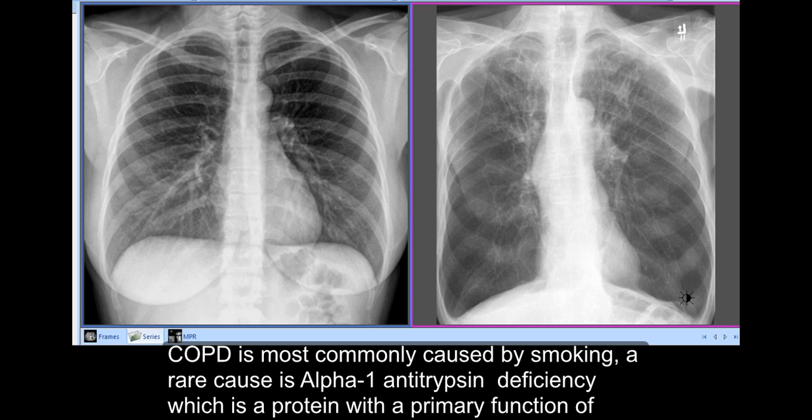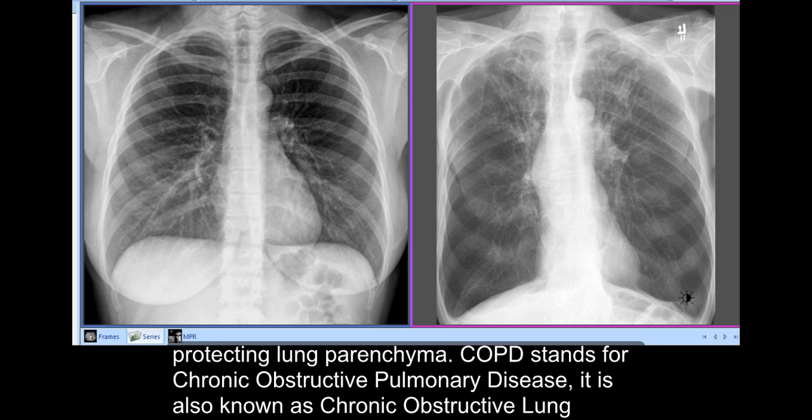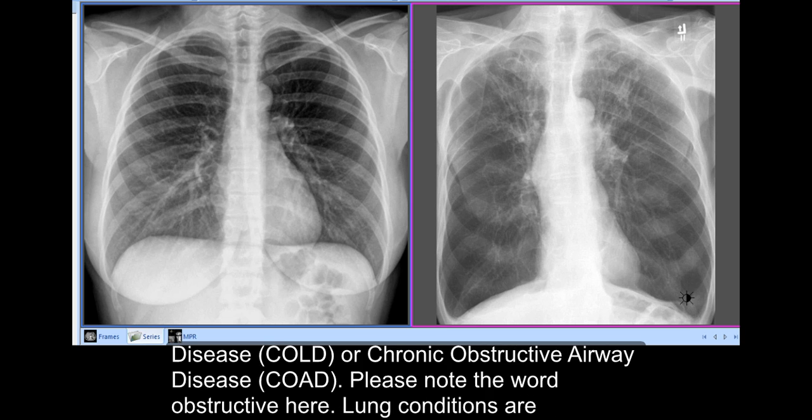A rare cause is alpha-1 antitrypsin deficiency, which is a protein with a primary function of protecting lung parenchyma. COPD stands for chronic obstructive pulmonary disease. It is also known as chronic obstructive lung disease (COLD) or chronic obstructive airway disease (COAD). Please note the word obstructive here.